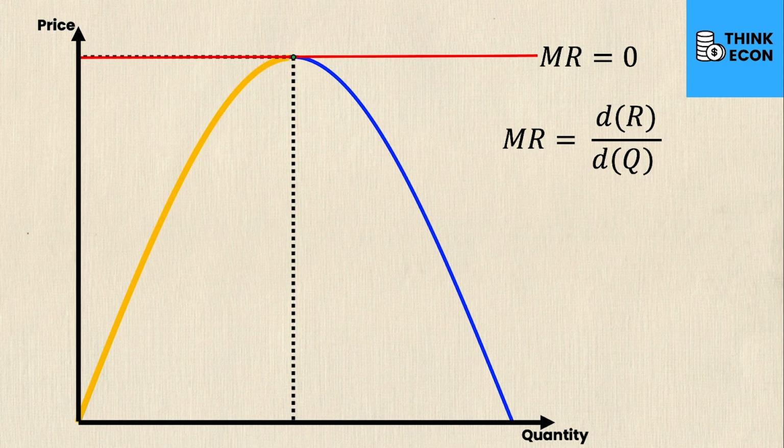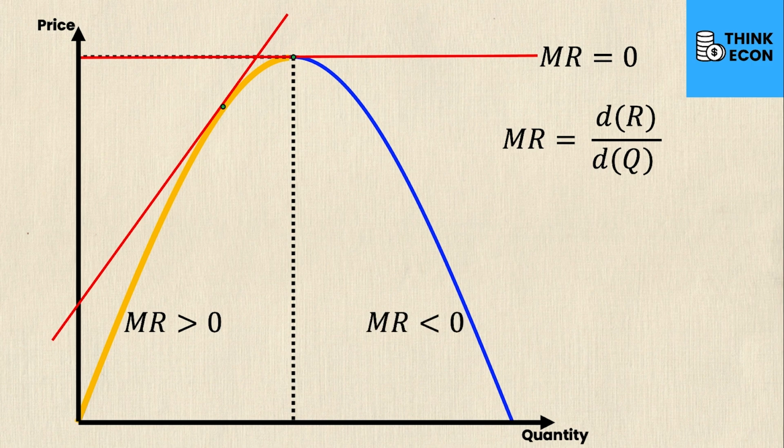Now you can see any point to the left-hand side here is going to result in a positive marginal revenue. So I can say that marginal revenue is greater than 0. And for example, looking at the point we looked at earlier, you can see that the marginal revenue is a positive slope, but then any point on the right-hand side is going to have a negative marginal revenue. So marginal revenue is less than 0. And here you can see, using the point we looked at before, that we have a negative slope.